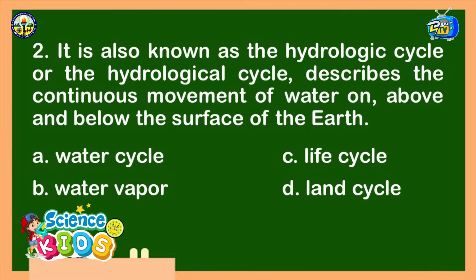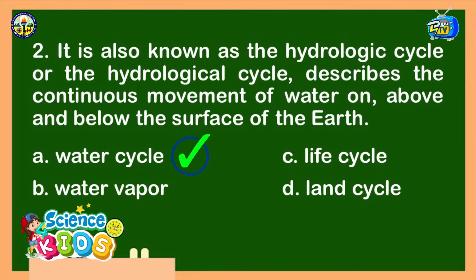Number 2. It is also known as a hydrologic cycle or hydrological cycle. Describes the continuous movement of water on, above and below the surface of the earth. A. Water cycle. B. Water vapor. C. Life cycle. D. Land cycle. Timer starts now. Time is up. What is your answer? The exact answer is letter A, water cycle.